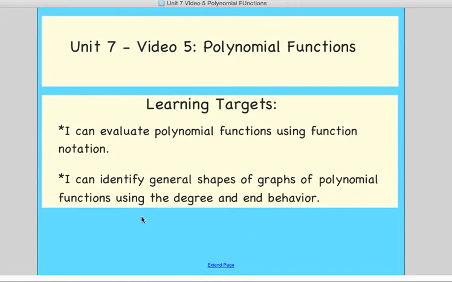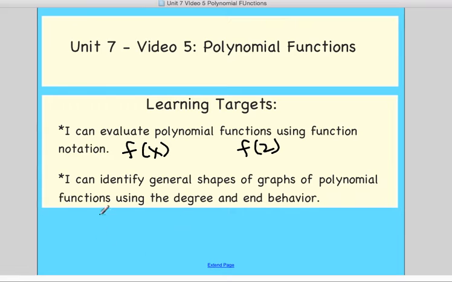Today we're going to look at polynomial functions. We've already been working with polynomials and doing synthetic and long division. But today we're going to evaluate polynomial functions using function notation. Just a reminder, you have done function notation before, that is f of x. So maybe we'll ask, what is f of 2? That means you're going to plug 2 in.